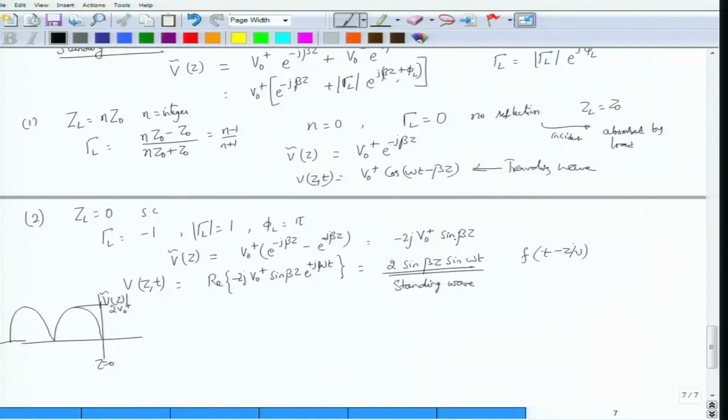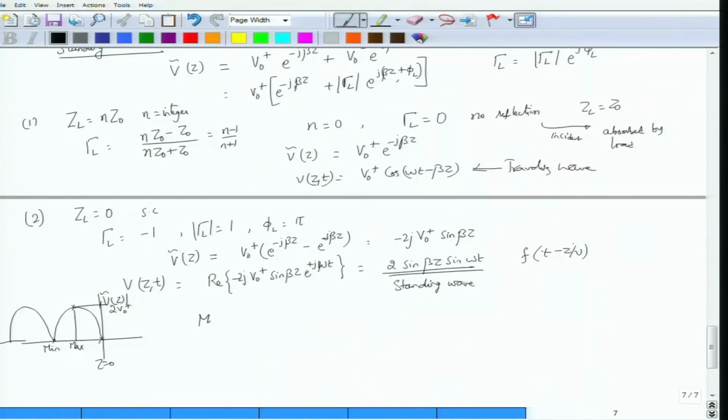You have to observe that there is a minimum at the load, okay, then there is one more minimum at a different location on the transmission line. This is also a minimum. There is actually a maximum in between two minima, that is obvious, right. So, if you go from minima to minima, there has to be one maximum. But where are these minima located? Well, the first minima is located at z equal to 0, and subsequent minima must be located whenever this sin beta z goes to 0.